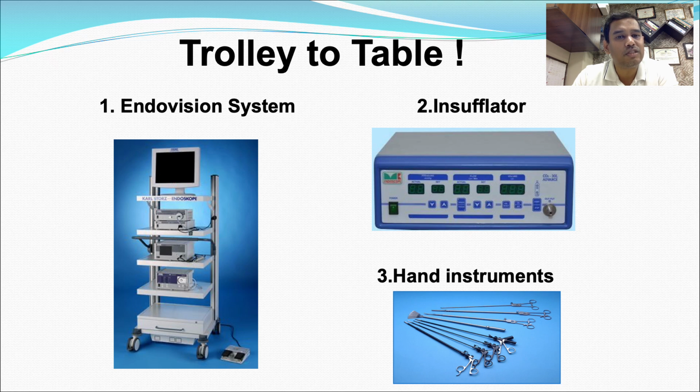One is the endovision system, which we'll discuss in this chapter. Second is the insufflator that we use for creation of pneumoperitoneum, and third is the laparoscopic hand instrument that is used in doing this surgery. So insufflator and the hand instrument will be taught in a different chapter in the subsequent series. Today I'll be covering on endovision system.